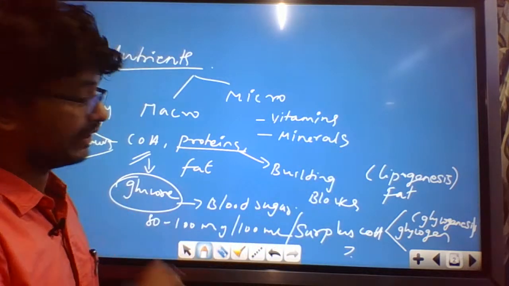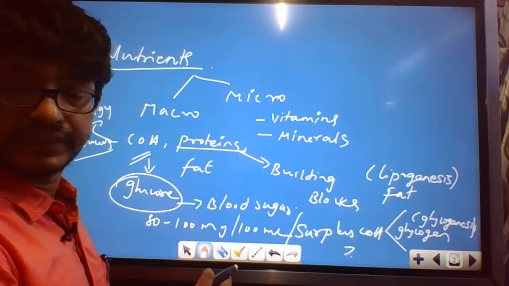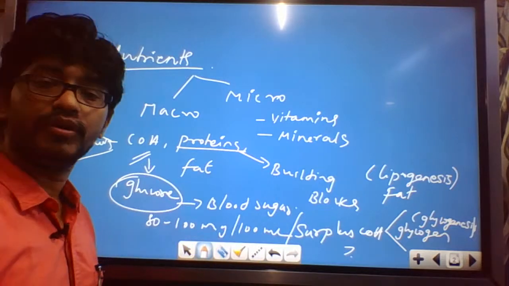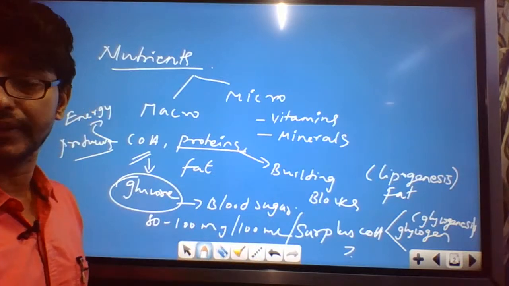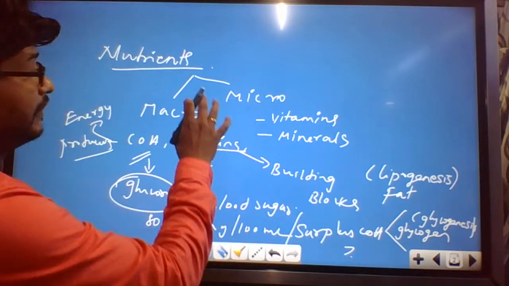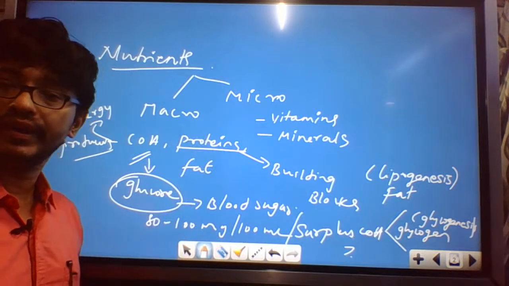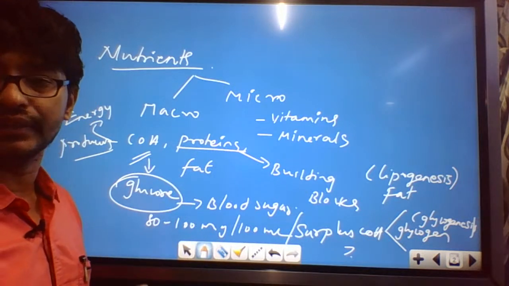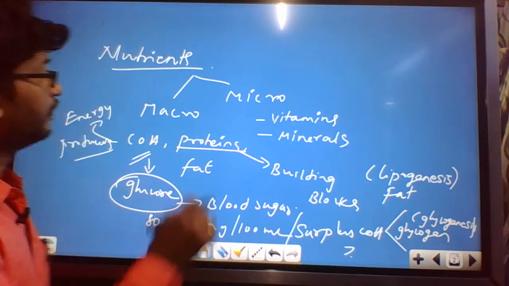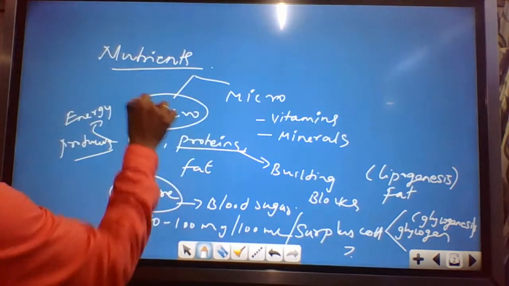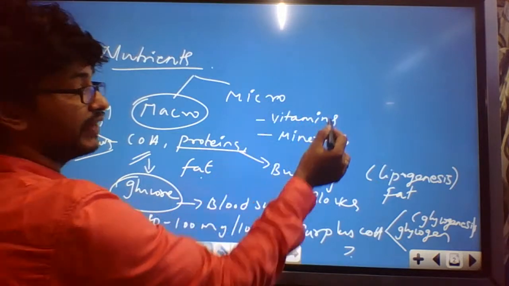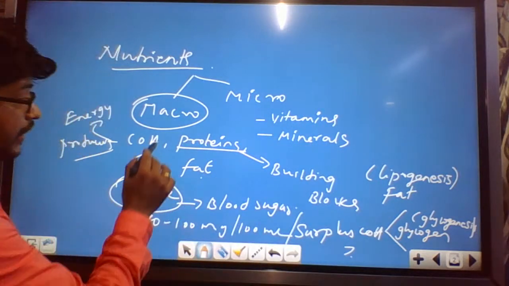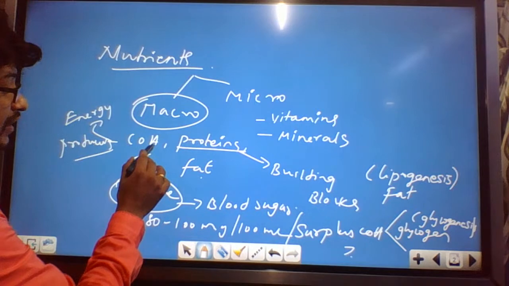Once again I repeat this, because some of you couldn't hear properly. We started with the nutrients in the digestive system. That is the first part, human digestion. The nutrients are broadly classified into micronutrients and macronutrients. As far as the macronutrients are concerned, carbohydrates, proteins, and fats are all macronutrients. Micronutrients are vitamins and minerals. Carbohydrates are generally called energy producers.